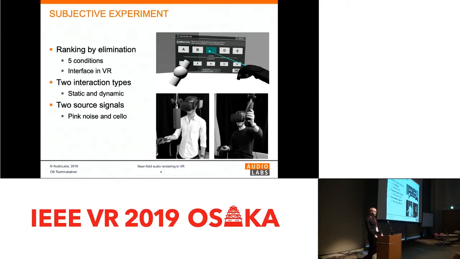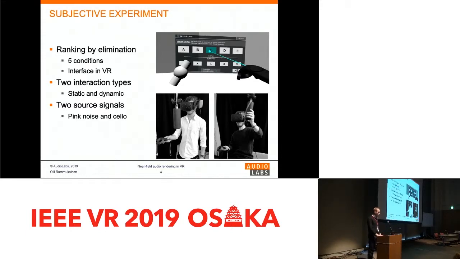Then we also had 2 different source signals. So we had a pink noise, so that's like a supercritical signal that probably breaks all the renderers somehow, or it's easier to perceive any errors there. And then we had a cello, anechoic cello recording, which is more natural with some tonal structure and something that you might actually encounter in a VR environment. Okay, so that's the idea.